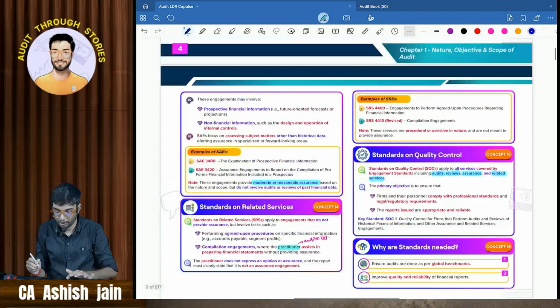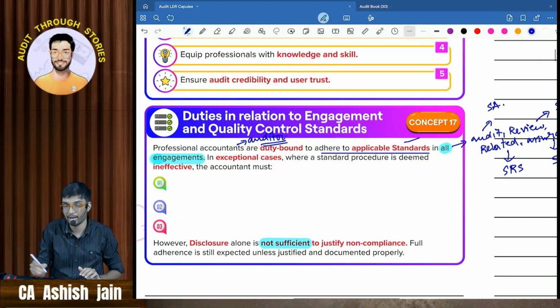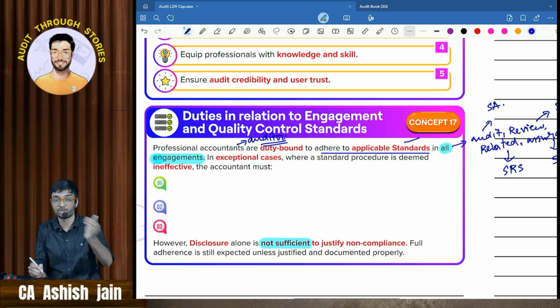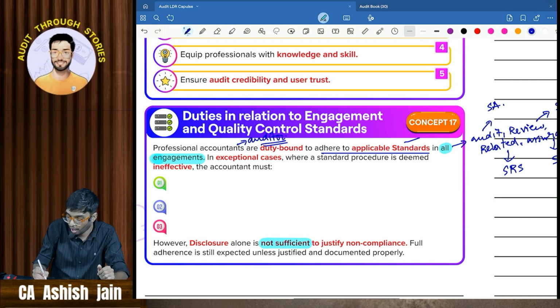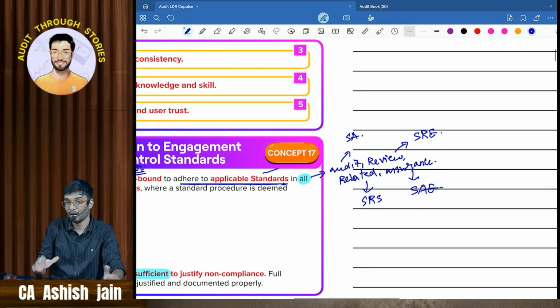Okay, which we have already seen. That's why they have used the word applicable standards. They have not used the words standards on auditing, or standards on related service. They have not used it like that. They have used adherence to applicable standards. These are all the applicable standards for the respective things.